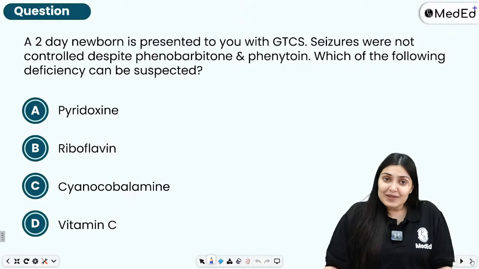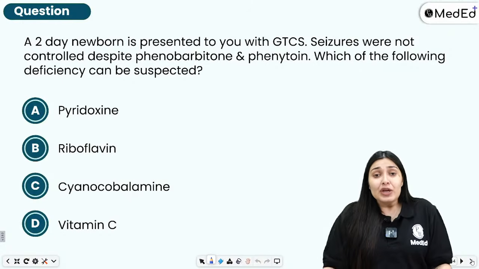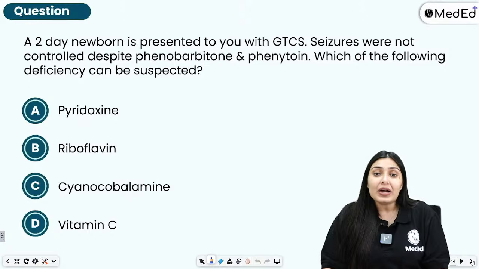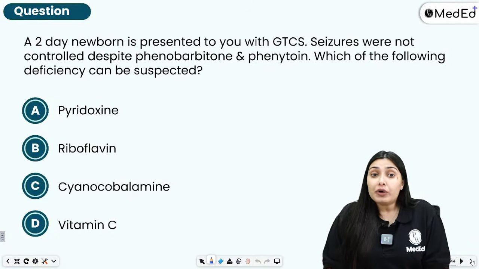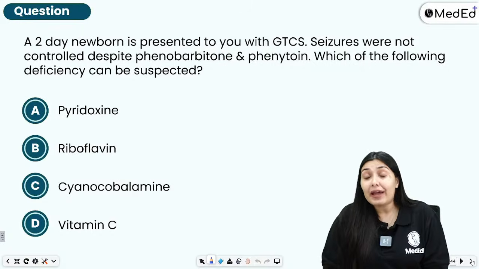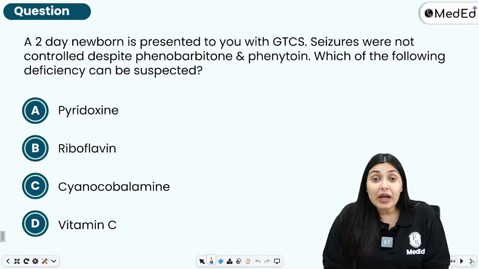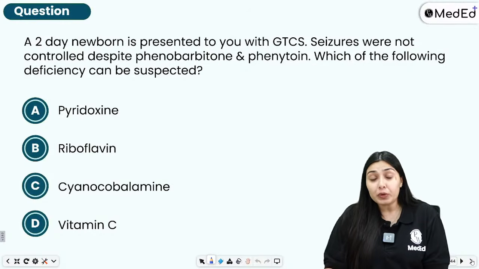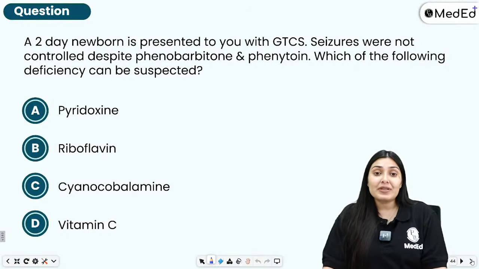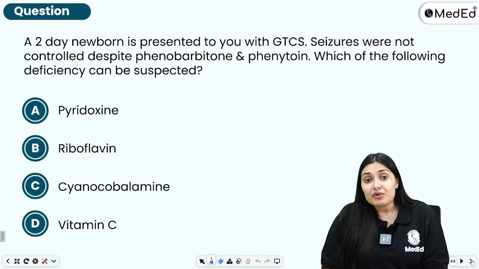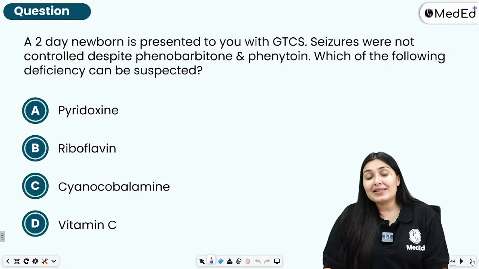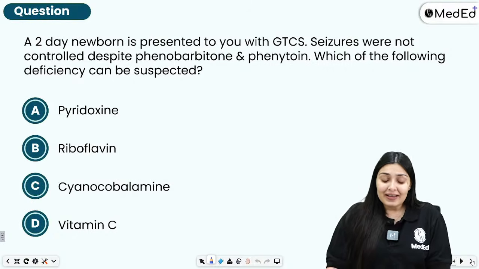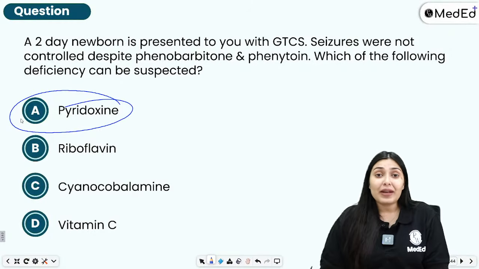So now let's move to the next topic, the neonatal seizures question. We have a 2-day-old newborn who presented to you with generalized tonic-clonic seizure. The seizures were not controlled despite phenobarbital and phenytoin. That means you have given 2 types of antiepileptics and seizures are not getting controlled. Which of the following deficiencies can be suspected? We have certain vitamins in the options: pyridoxine, riboflavin, cyanocobalamin, or vitamin C. Which of these vitamin deficiencies is associated with neonatal seizures? It is pyridoxine deficiency.